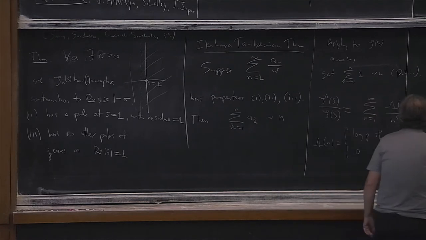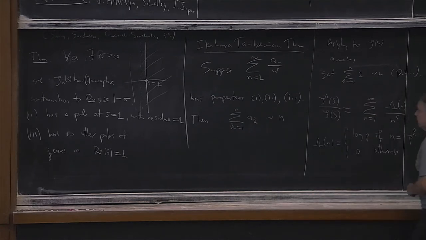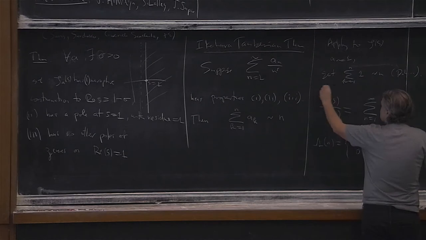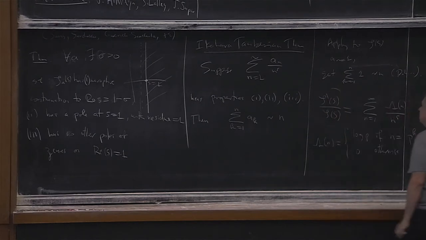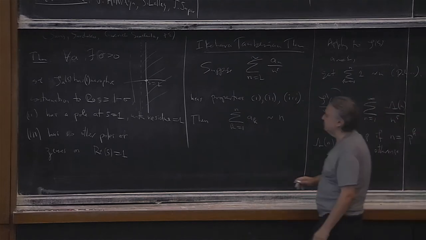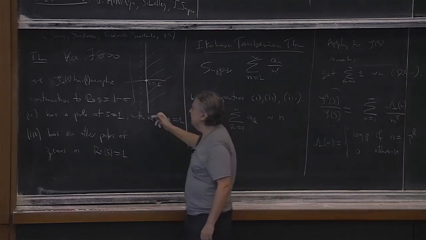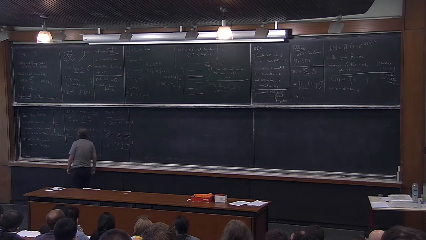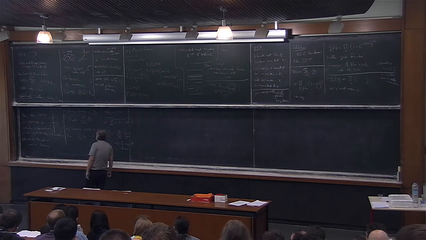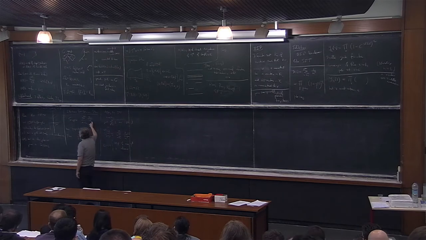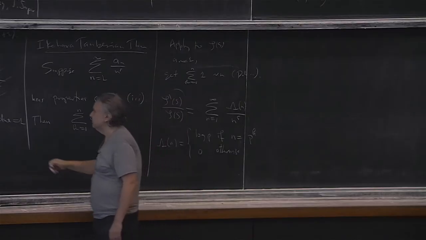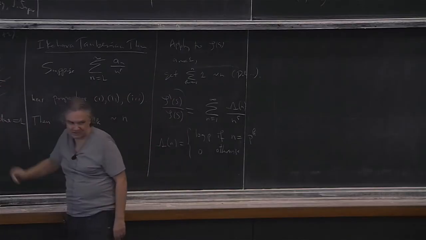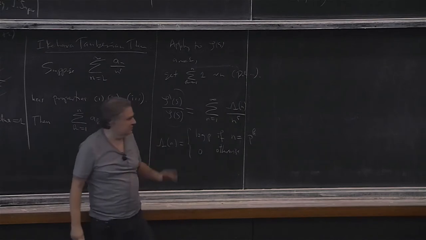And so if you apply the Tauberian theorem to this function and use the fact that zeta has no poles or zeros on this line, actually, I slightly messed up. For this, I don't care about zeros on this line. I just have to argue that it has no poles on this line. But anyway, I hope you understand what I mean.